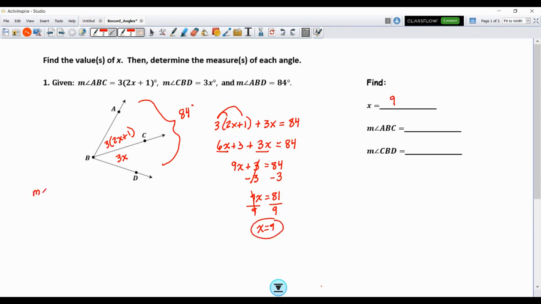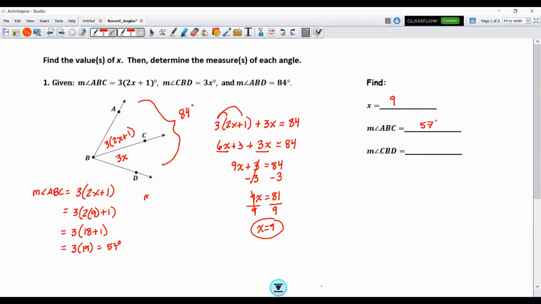Next, we'll find the measure of angle ABC. The measure of angle ABC is equal to 3 times the quantity 2x plus 1. Since we know our value of x is 9, we can substitute in 9 for the x and calculate. We'll use our order of operations here. 2 times 9 is 18. 18 plus 1 is 19. And 3 times 19 is equal to 57 degrees. The measure of angle ABC is 57 degrees.